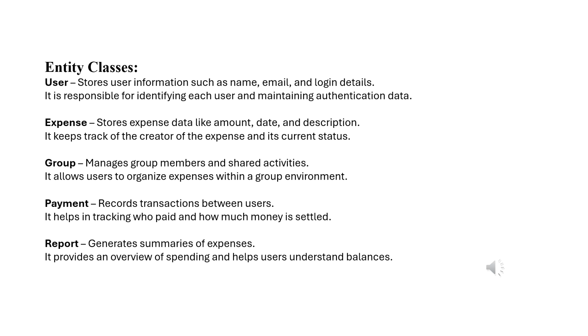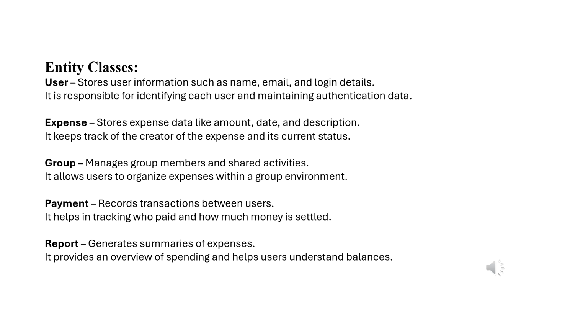Next is the expense class. This class stores all expense-related data like amount, date, and description. It also keeps track of who created the expense and what its current status is, such as pending or approved. Then we have the group class. This class manages group related information, including group members and shared activities. It allows users to organize and manage expenses within a group environment.